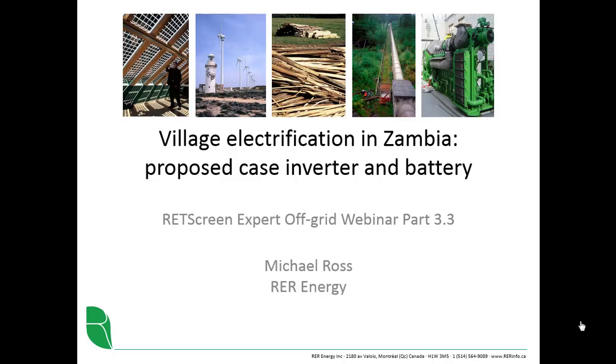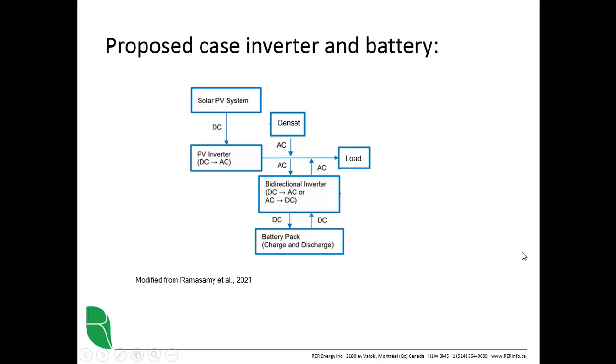Let's specify the characteristics of the proposed case inverter and battery. Looking at the system, the first complication we see is there are actually two inverters in this system. There's the PV inverter, which exclusively converts the DC output of the photovoltaic array into AC, and then we have a bidirectional inverter here that is located between the battery and this AC bus.